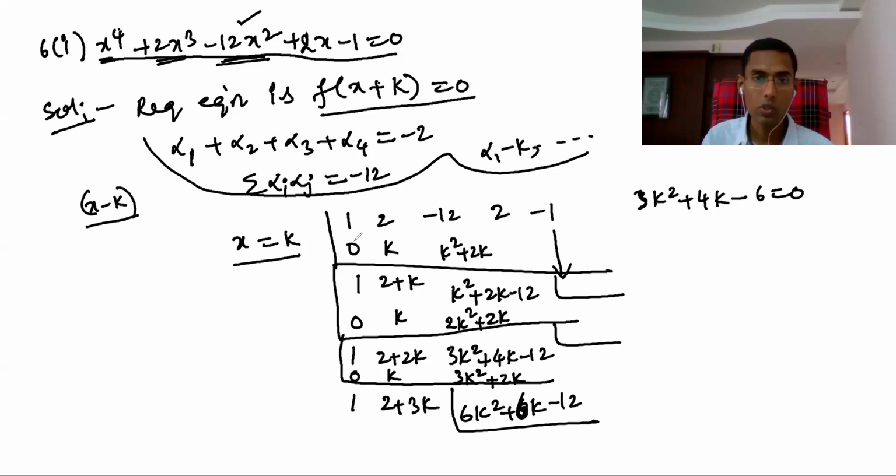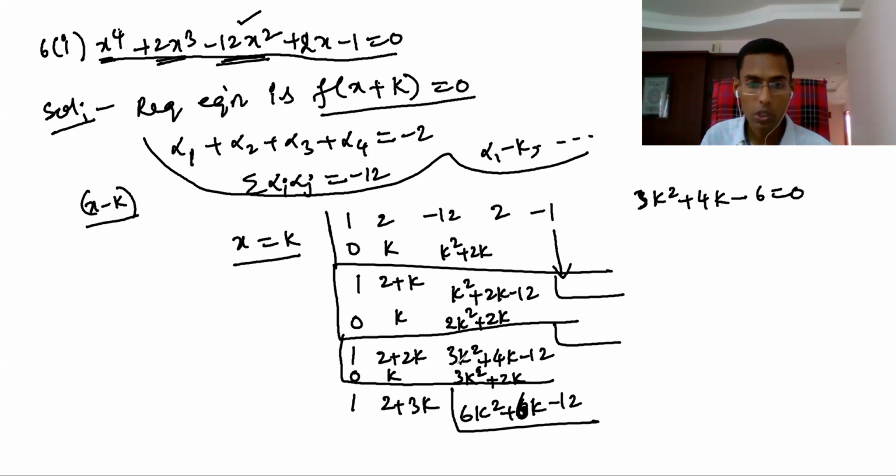If you do synthetic division, then what you get is 1, and then 2 plus k. The first time you do this, you get this point, the second time you get this one, and the third time you get this remainder. Okay, so what I want is A4, A3, A2. A2 I want to be 0. So what is A2 here?